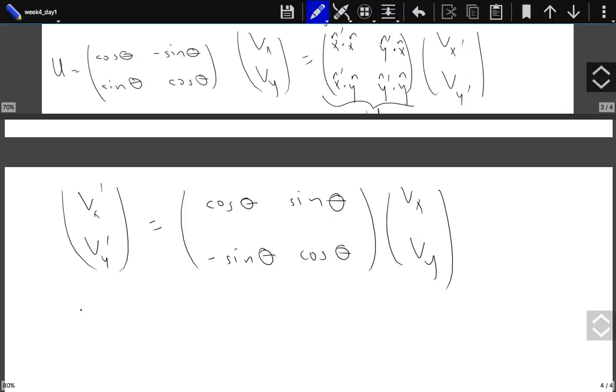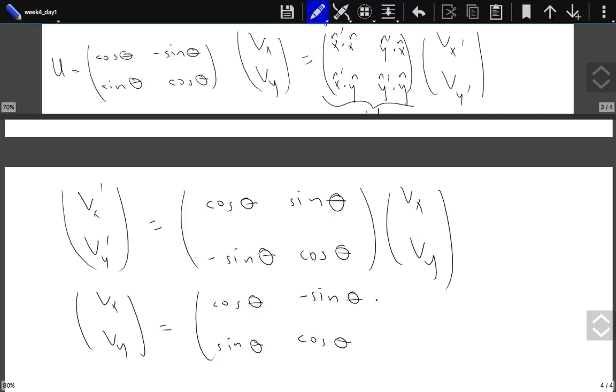Well, I can just invert this relation. Vx, Vy is equal to cosine theta, minus sine theta, and so on, acting on Vx prime, Vy prime. Well, basically, from our general construction, this is a unitary operator. You can check that it is a unitary operator. So its inverse is just its dagger. Since it's real, its dagger is just a transpose. So the inverse of this one is this one. So you see here I have Vx, Vy given by these matrix elements acting on Vx prime, Vy prime.